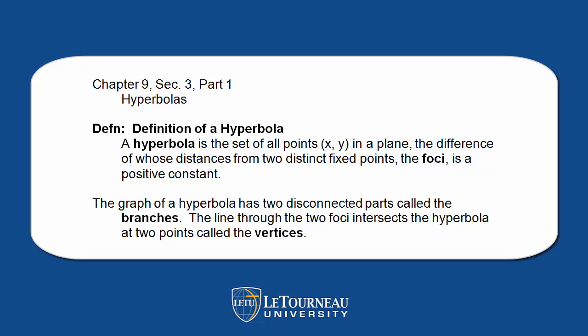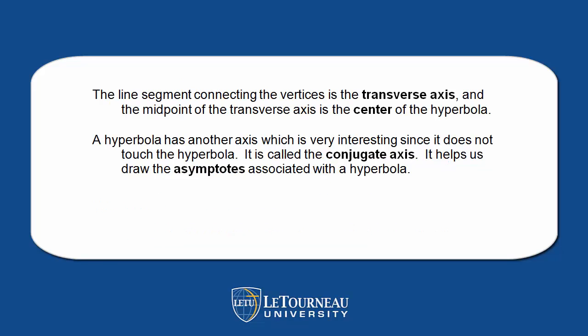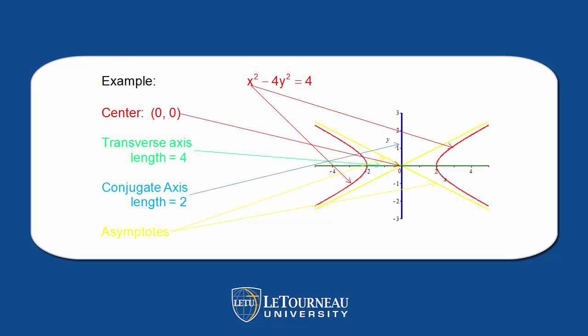The line through the two foci intersects the hyperbola at 2 points called vertices. The line segment connecting the vertices is the transverse axis, and the midpoint of that axis is the center. The hyperbola has another interesting axis called the conjugate axis. It never touches the hyperbola. Hyperbola also has asymptotes. Remember what asymptotes are.